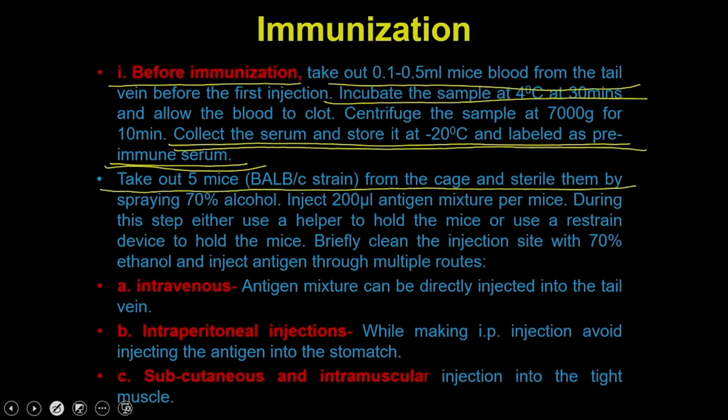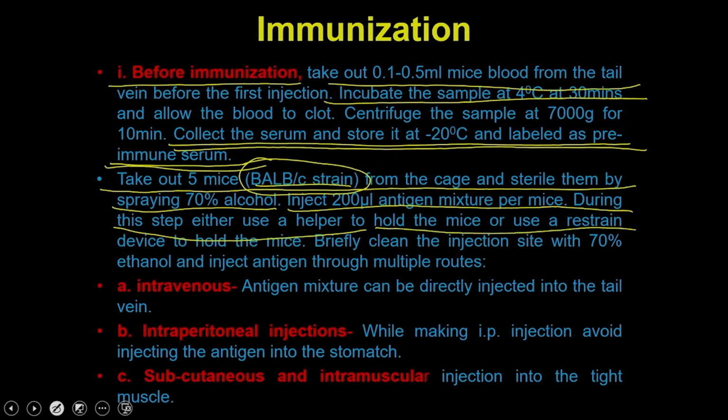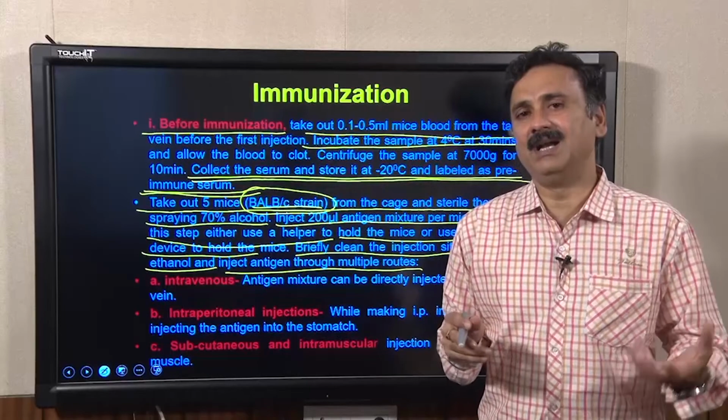You take out the animals, the mice in this case, and the strain that you are going to use is the BALB/c strain. You first sterilize them with the help of 70% alcohol. Then you are going to inject the antigen mixture that we have prepared, and during this step either use a helper who will hold the mice, or you can use a restrainer device to hold the mice. Briefly clean the injection site with 70% ethanol and inject antigen through multiple routes. So, you have multiple routes through which you can inject the antigens.